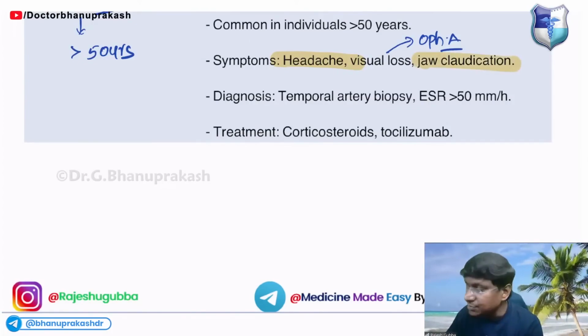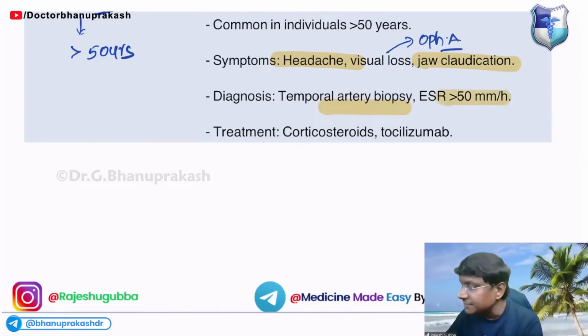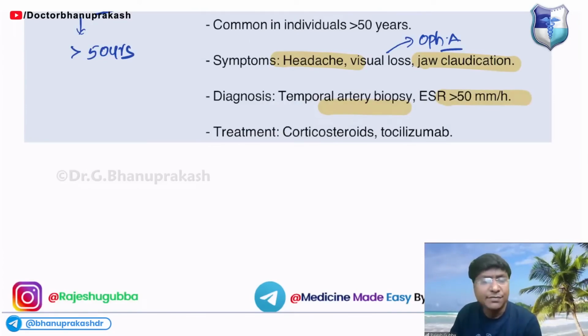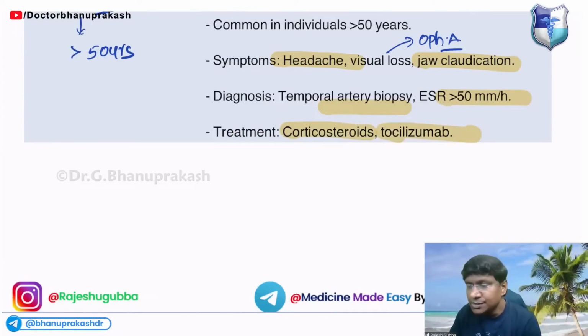And how will you confirm the diagnosis? By doing the temporal artery biopsy. When you do, you will notice that there is granulomatous inflammation. ESR is elevated, more than 50 millimeters per hour. And it's an inflammatory disorder, so you need to give immunosuppressant, corticosteroid. In refractory cases or severe cases, you need to give tocilizumab. So these patients will have the important symptomatology in the form of headache.